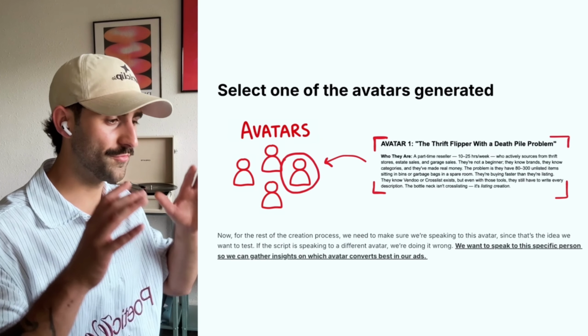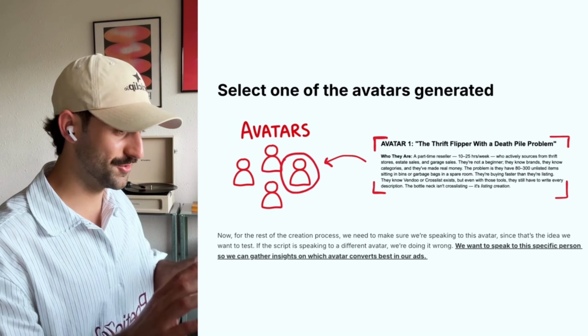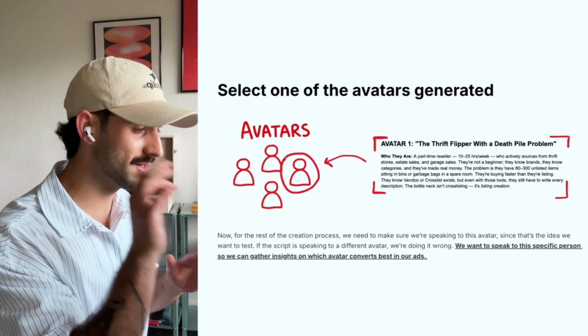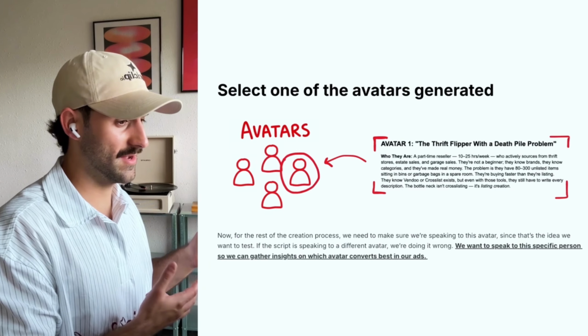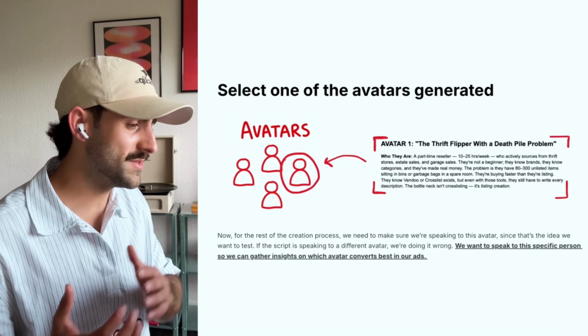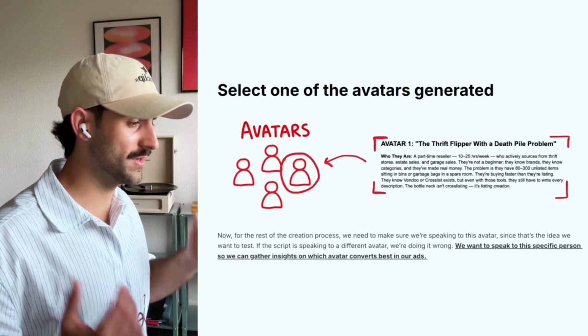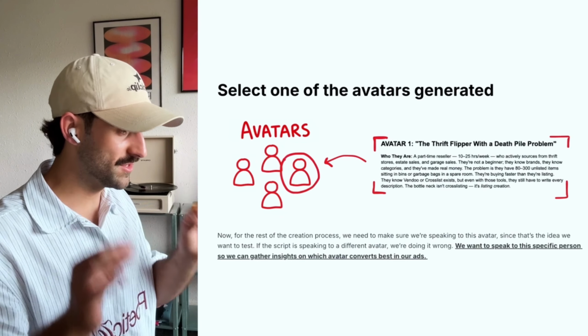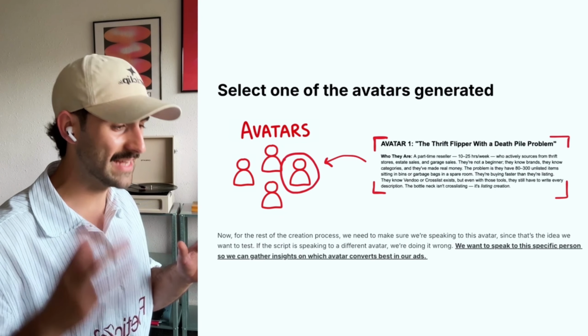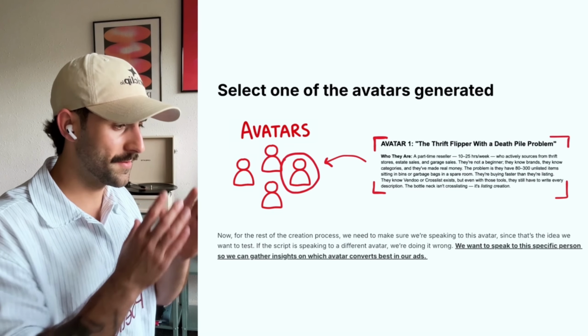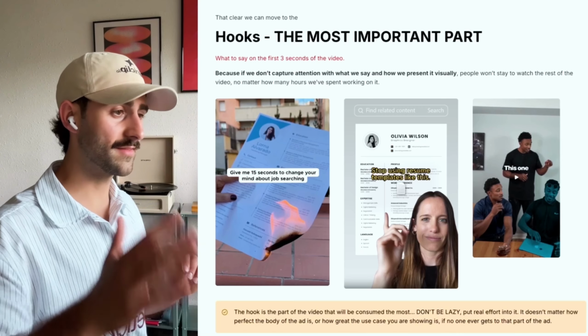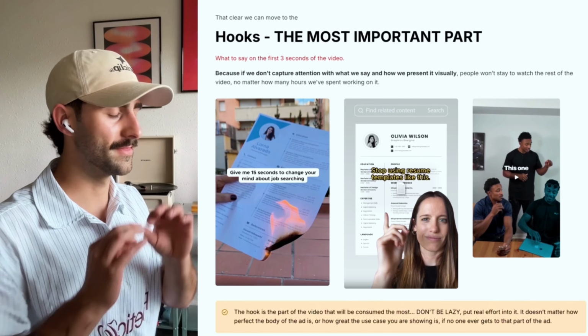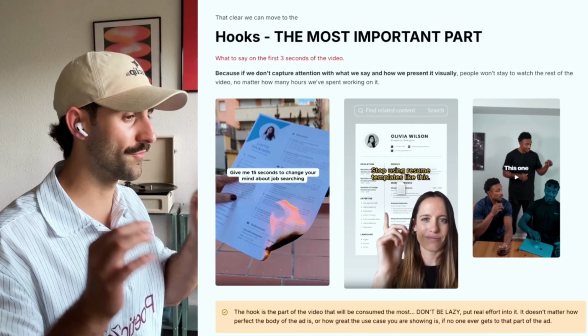And now, for the rest of the creation process, we need to make sure we are speaking to this avatar specifically, since that's the idea we want to test. If the script is speaking to a different avatar, we are doing it wrong. We want to speak to this specific person so we can gather insights on which avatar converts best in our ads. That's it. That clear, we can move to the hooks, the most important part of the creatives.